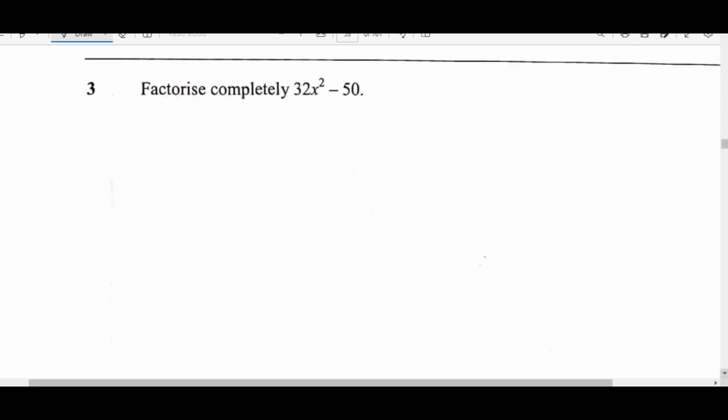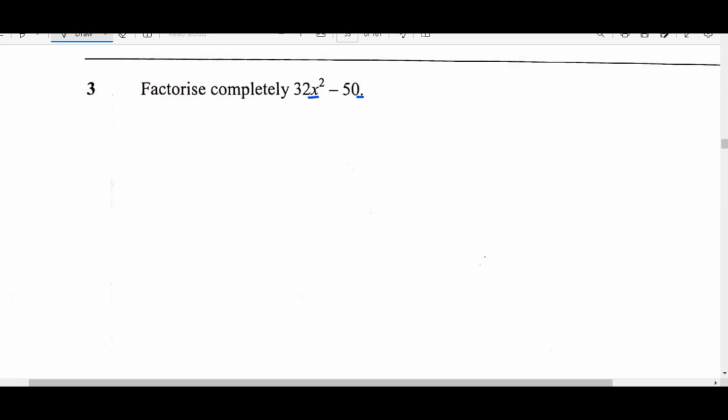So the other one is factorize completely 32x raised to the power 2 minus 50. Very simple as well. So you find what is common here. To factorize is to remove what is common between the two terms that are given. So here we have x, here we don't have x. So what is it that is common? Okay, so 2 can go into 32, yes. And then 2 can go into 50, yes.